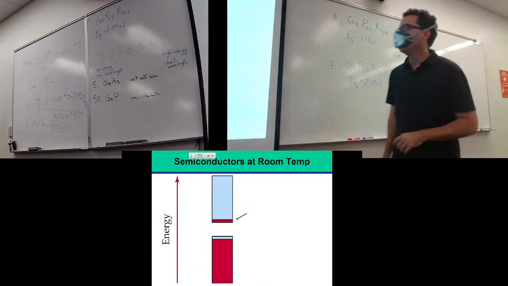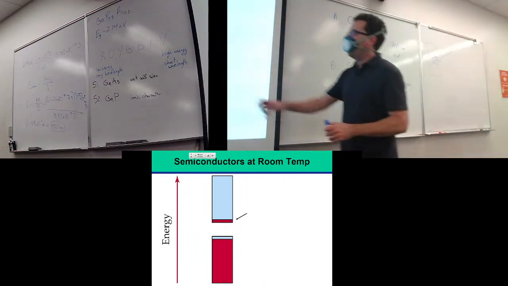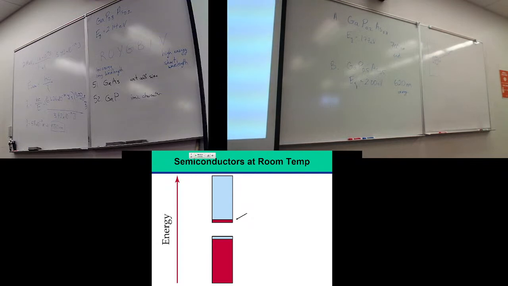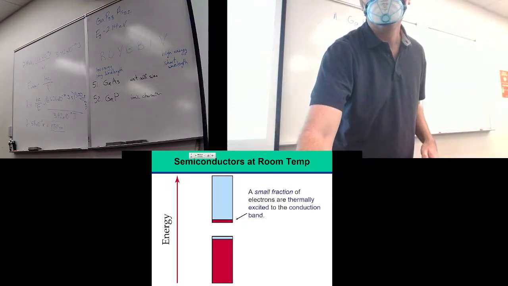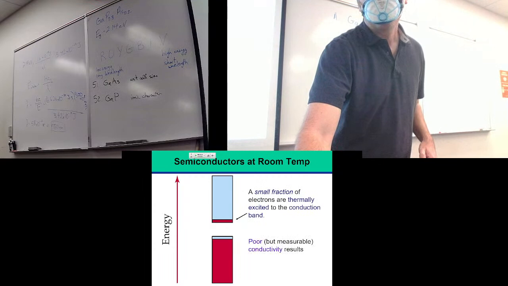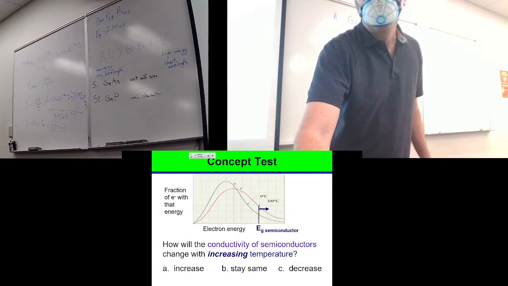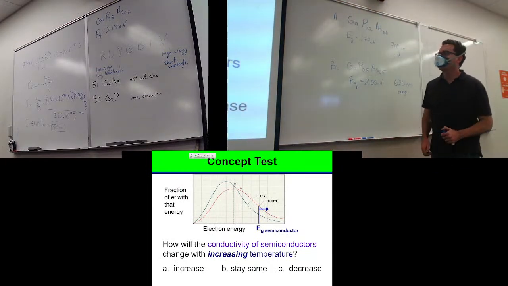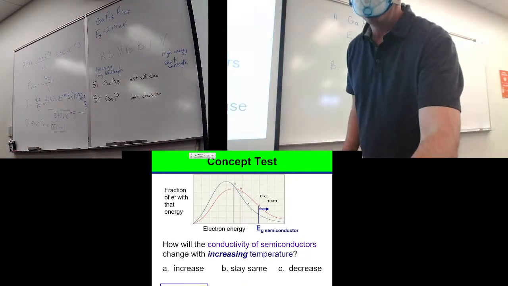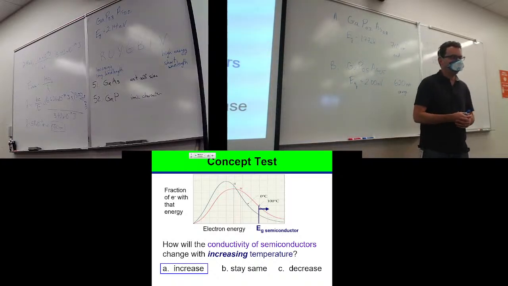So here, this is what happens with a semiconductor at room temperature. There is a band gap. Only a small fraction of the atoms have the right energy to push their electrons up to the conduction band. So this is not very conductive. You can measure it, but it's not very good. So I already answered this. How will the conductivity of semiconductors change with increasing temperature? Well, it turns out the higher the temperature, the higher the conductivity is going to get.